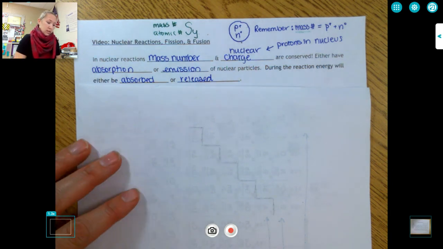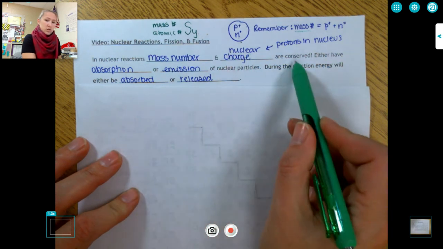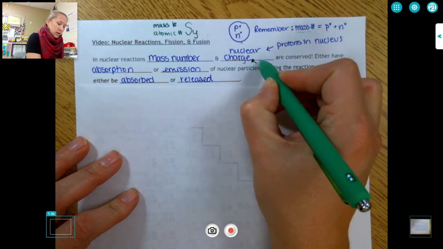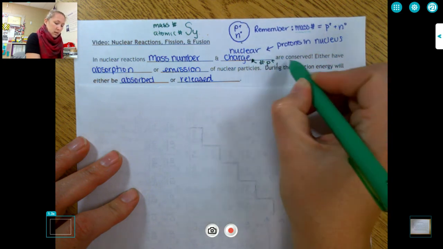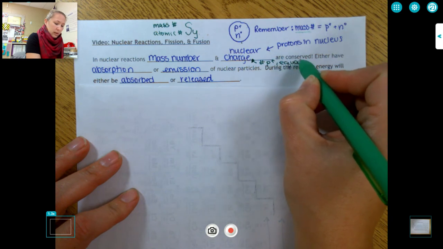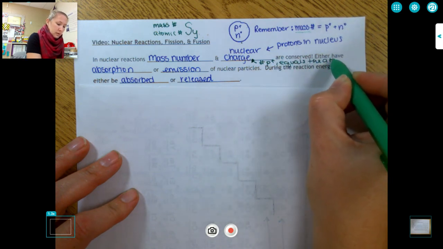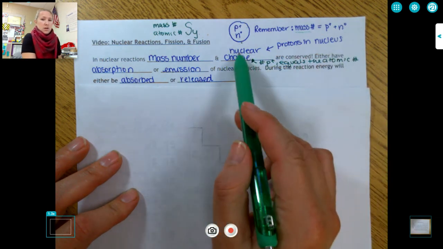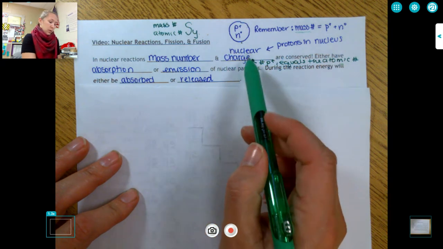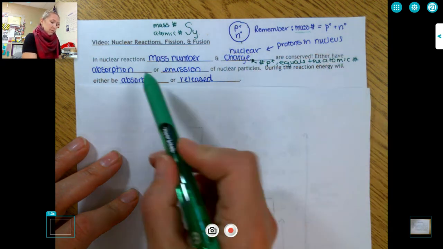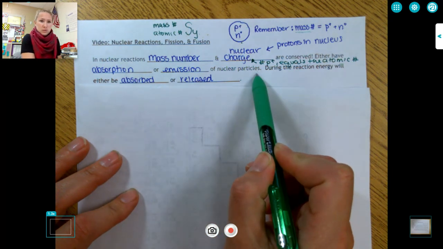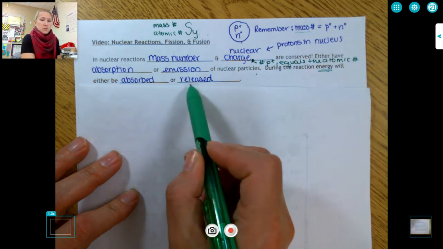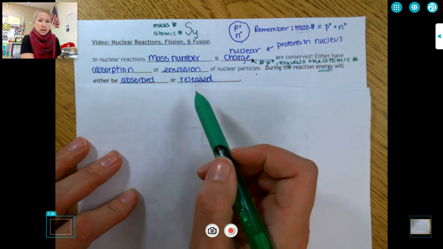In a nuclear reaction, the mass number and nuclear charge are conserved. The mass number is the number on top. The nuclear charge is our number of protons, which is also equal to the atomic number. Okay, so mass number and atomic number are conserved, which are my protons in my nucleus. They either have absorption or emission of nuclear particles, and we talked about that a little bit last time. During the reaction, energy will also either be absorbed or released depending upon what was happening with my nuclei.